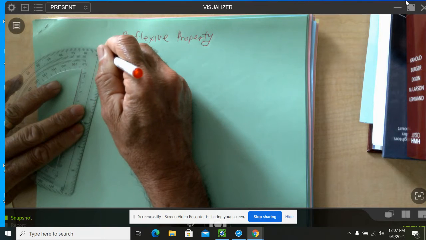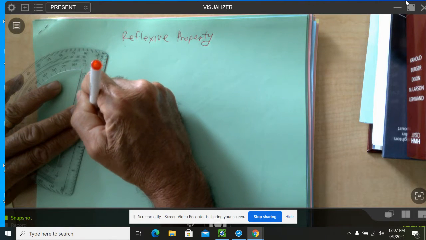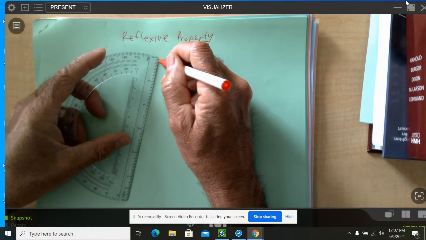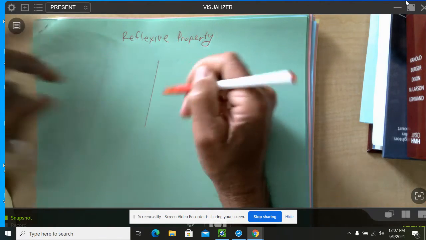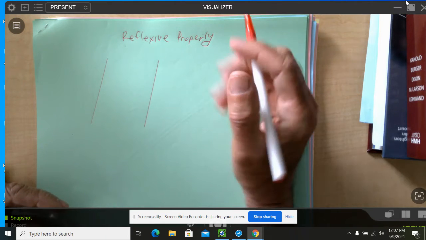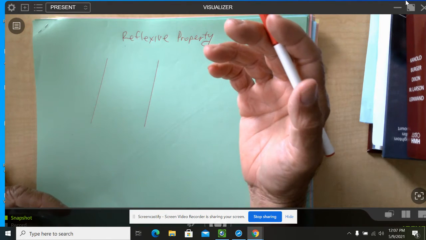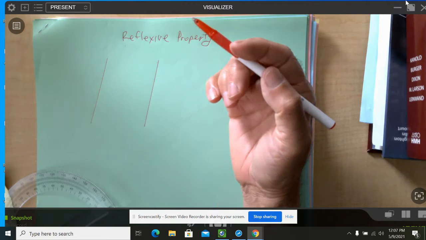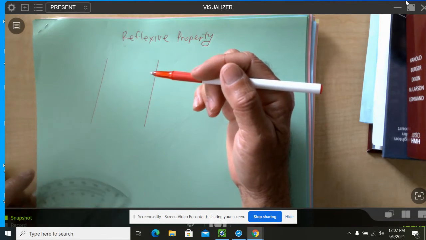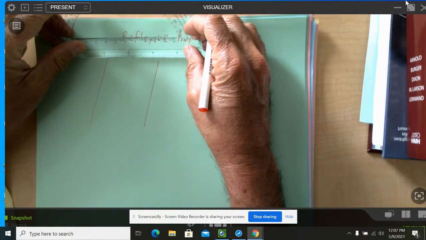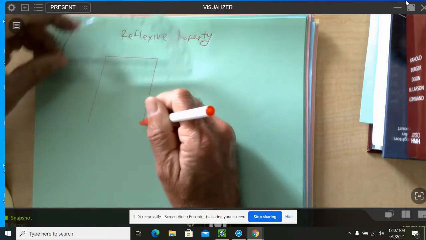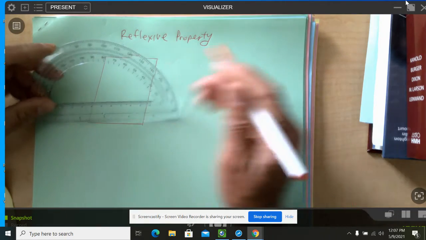So basically, the reflexive property is used whenever there are parts that are shared. Now, you can use it with angles, and you can use it with sides. Like if we have two triangles and they share a side, then you can use the reflexive property on that. When I talk about sharing a side, I mean sharing it exactly the way it is.